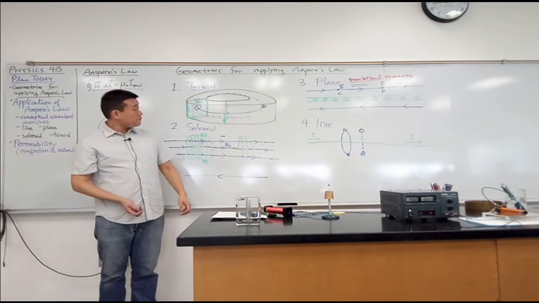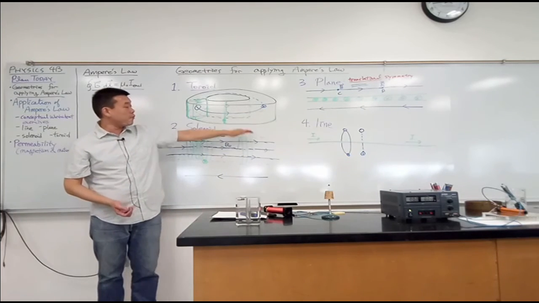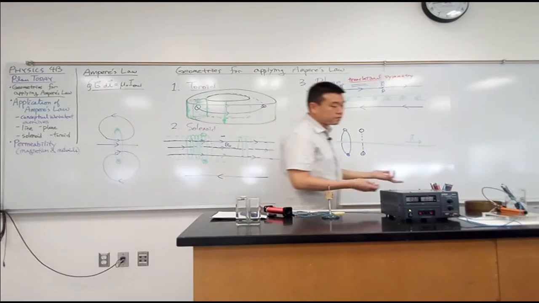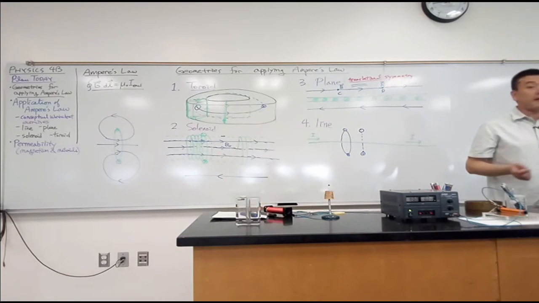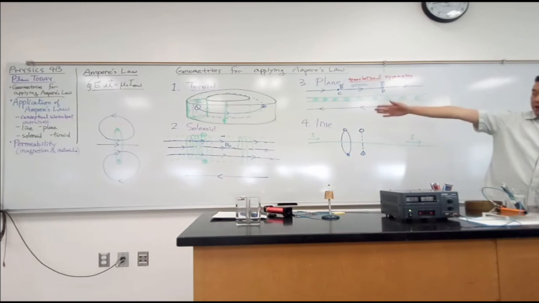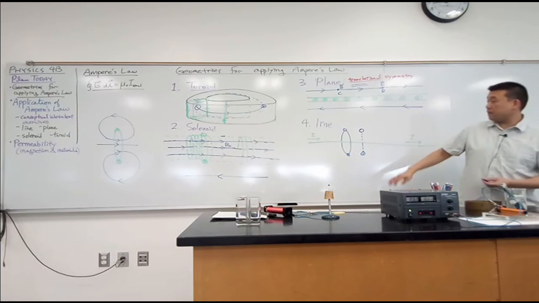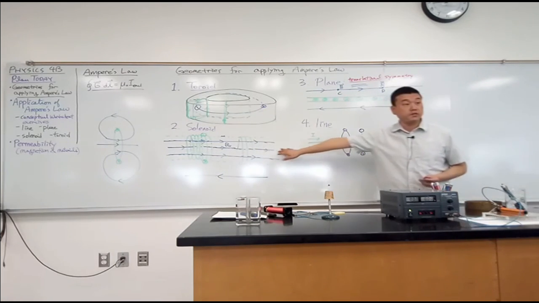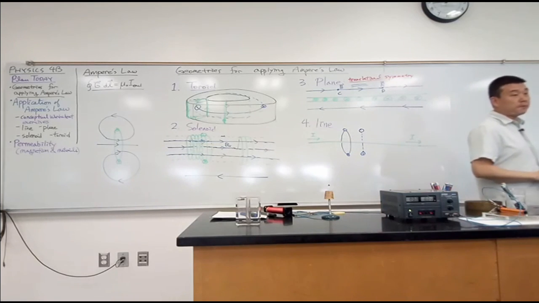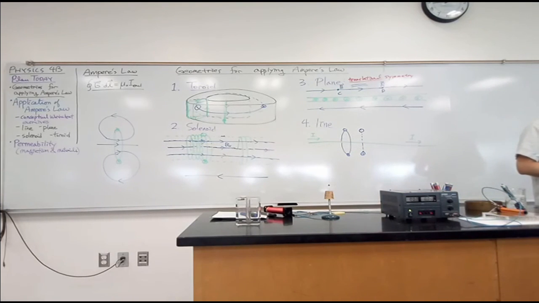Okay? So these are the four geometries where we can use Ampere's law to try to figure out the magnetic field. And the reason we couldn't start out with Ampere's law was that for you to have all this intuitive feel for the direction of magnetic field, you have to develop it using Biot-Savart's law.